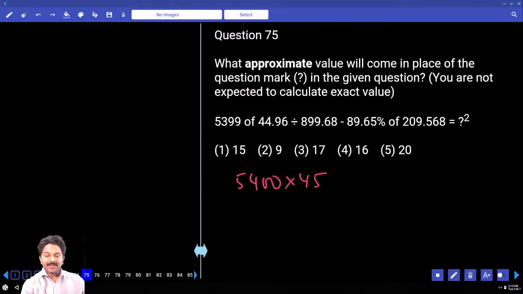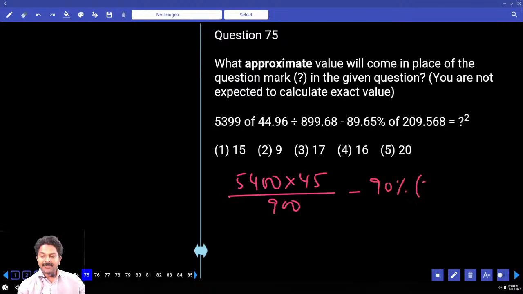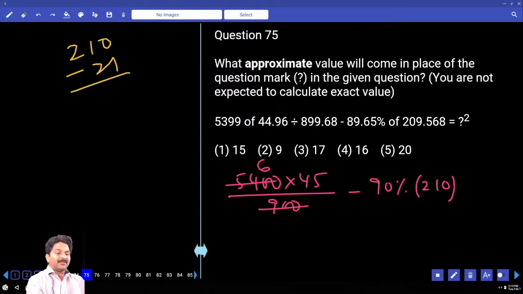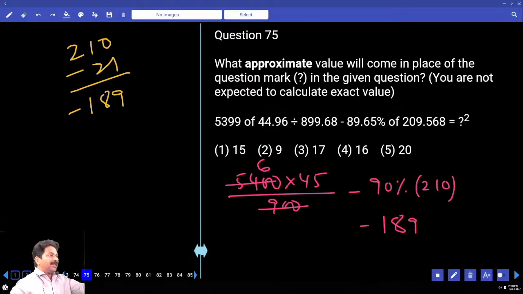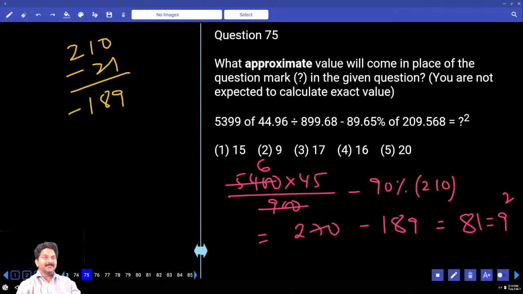5400 of 45 by 900 minus 90% of 210 is equal to x square. 900 6 times. 90% of 210, subtracting 10% only. From 210 if you subtract 21, that is 189. This must be subtracted, 189 from 6 times of 45. 6 times: double, triple, 45 double 90, 90 triple 270. From 270 if you subtract 189, 81. 81 is which number square? 9 square. Yes.